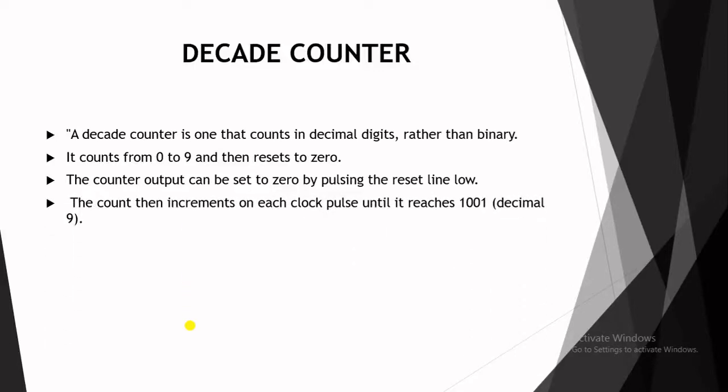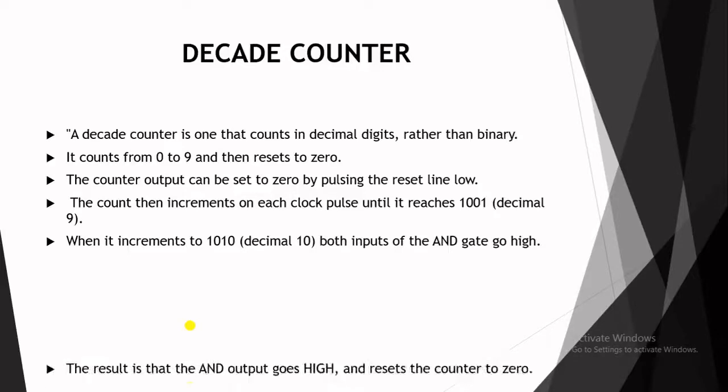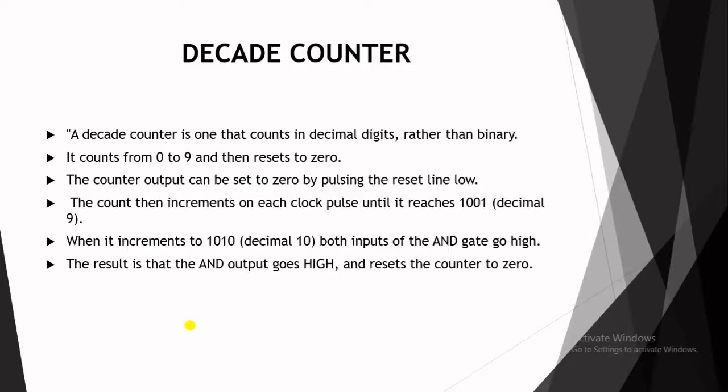The count will increment on each clock pulse until it reaches 1001. Okay, it is a decimal number. When it increments to 1010, both inputs of the AND gate go high. The result is that the AND output goes high and resets the counter to 0. Understood?